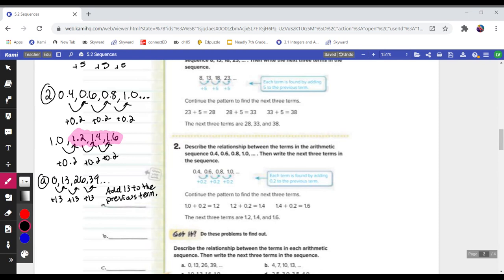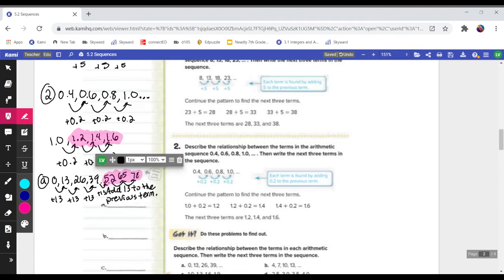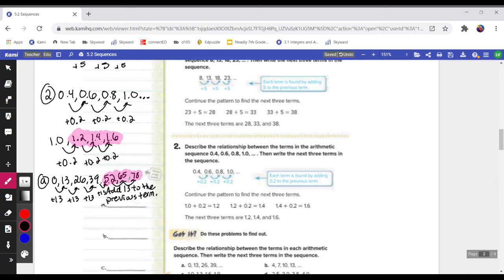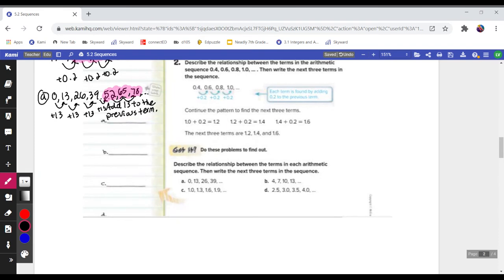So to continue with that, if I add 13 to 39, that's going to give me 52. Add 13 gives me 65. Add 13 gives me 78. So that gives me 52, 65, and 78 for my next 3 terms. And it would continue from there. Letter B, 4, 7, 10, 13. To get from 4 to 7, I add 3. 7 to 10, I add 3. 10 to 13, I add 3.